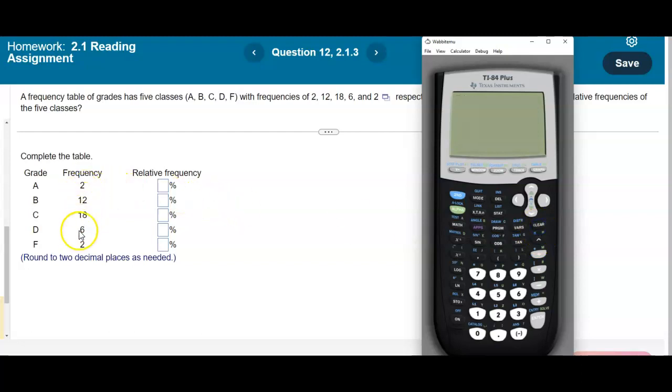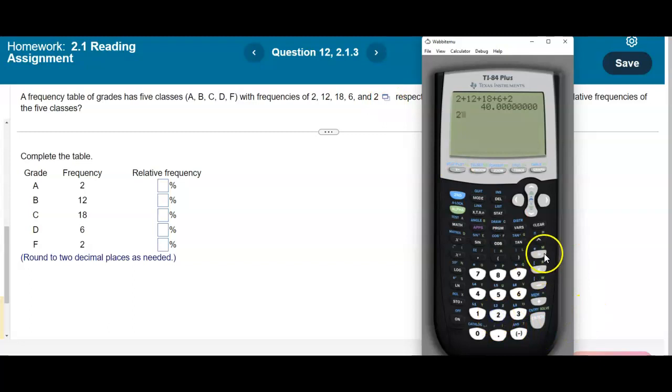Total frequency is adding these numbers up. So we have 2 plus 12 plus 18 plus 6 plus 2. That gives us a total of 40. Now it says that we need to find the relative frequency. So that means we're going to take the first frequency, 2, and divide that by 40.